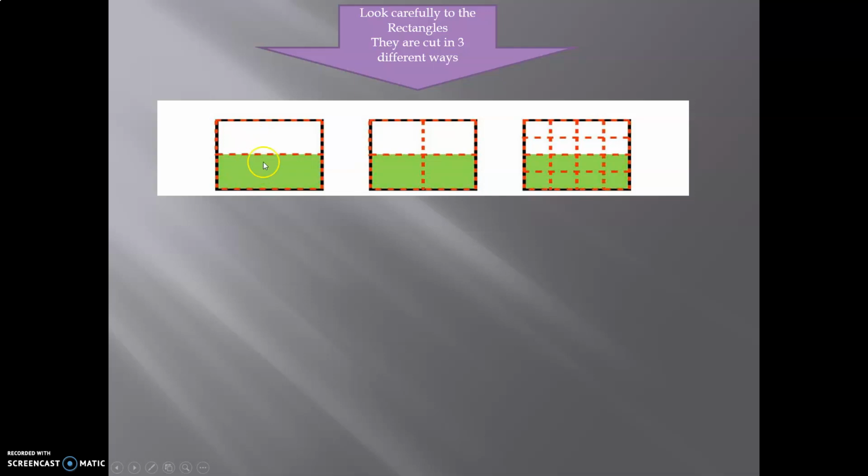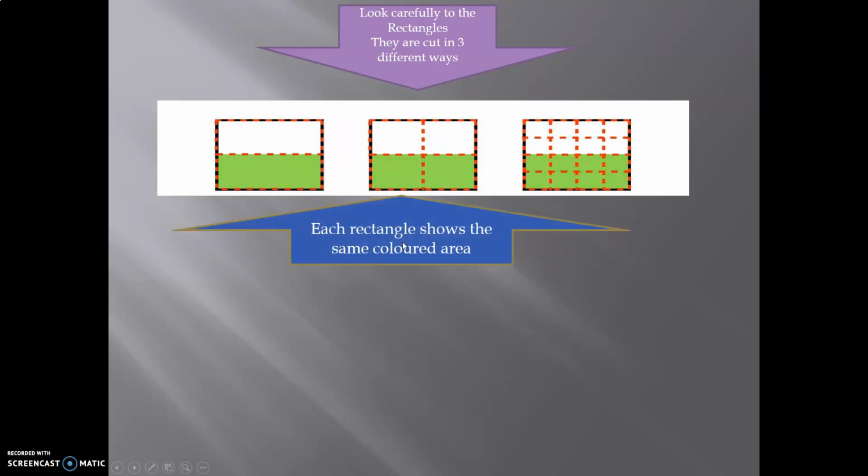So can you write a fraction for this? Yes, the green area is 1 out of the 2. Can you write a fraction for this area? Yes, it is 2 out of the 4. Can you write a fraction for this green area? Yes, it is 8 out of 16. But with your eyes, can you notice that the green area here is the same as the green area here, the same as the green area here? Yes. In this case, we can say that each rectangle shows the same colored area, but with a different fraction.